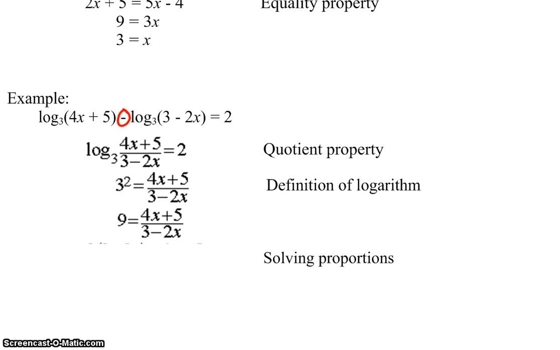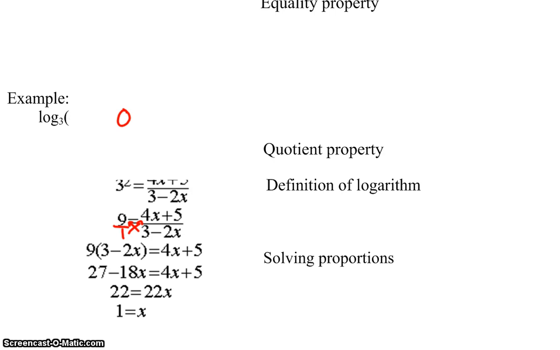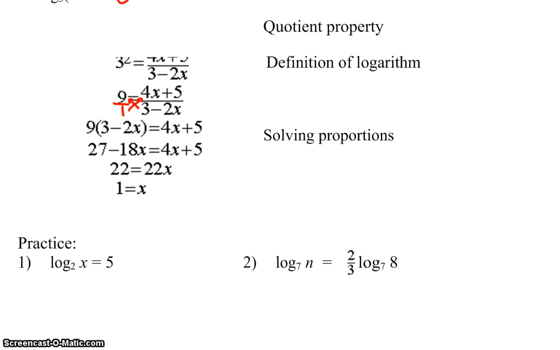Got 9 equaled 4x plus 5 over 3 minus 2x. Solved my proportion, did my cross products, multiplied. Remember, that's 9 over 1. Multiplied, and ended up with 9 times 3 minus 2x equaled 4x plus 5. Solved the resulting equation. 27 minus 18x equaled 4x plus 5. Ended up with 22 equals 22x, so x was 1.